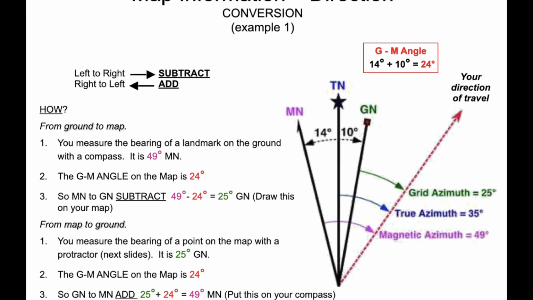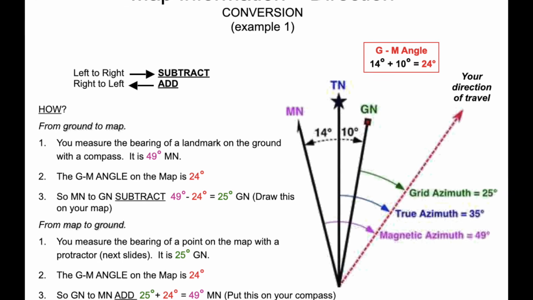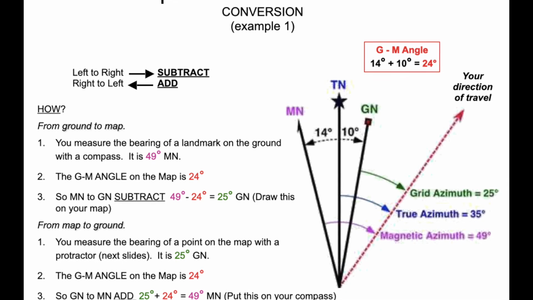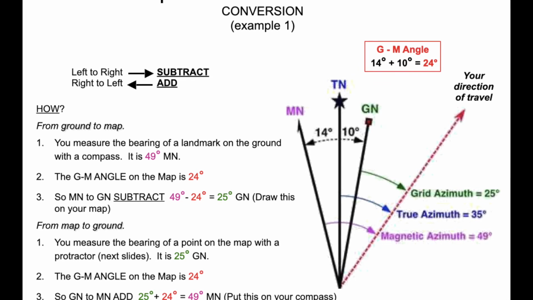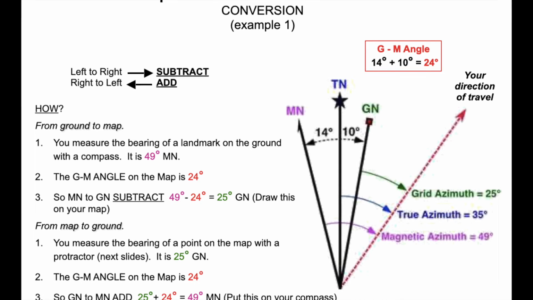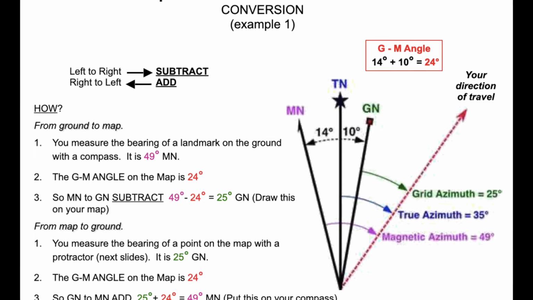So the other way around, we're going from map to ground, or grid to magnetic. You measure the bearing of a point on the map with a protractor. We're going to talk about that in the next section. I thought we were going to do another video, but we're going to do it in the next section. So you measure the bearing of a point on the map with a protractor. It is 25 degrees grid.